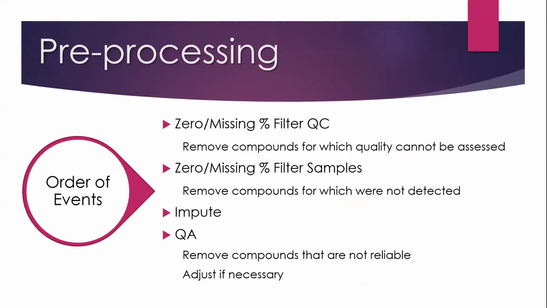So how I order the events usually depends a bit on the results, but usually I would remove compounds which have a lot of zero or missing values in the QC samples. Then I would also remove those compounds that were not detected in the samples across the group. So meaning it's not just one group that's missing, there's missing data for samples across all the groups and more than 50% of them, for example. And then only I would impute, and then I would perform my quality assurance to check if the data is of a sufficient quality, and then perform adjustments as necessary.